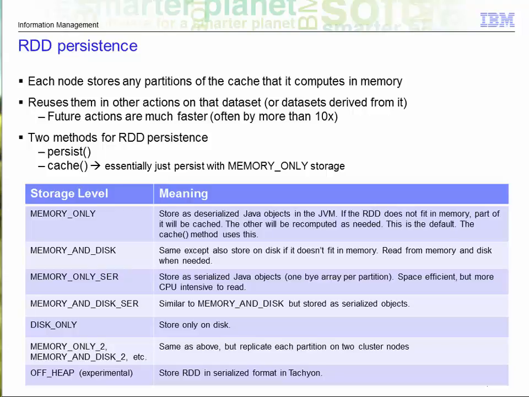Now I want to get a bit into RDD persistence. You have seen this used already. This is the cache function. The cache function is actually the default of the persist function with the memory-only storage.